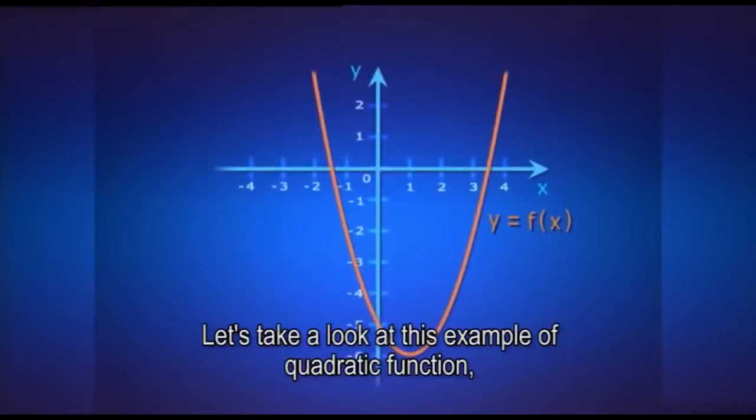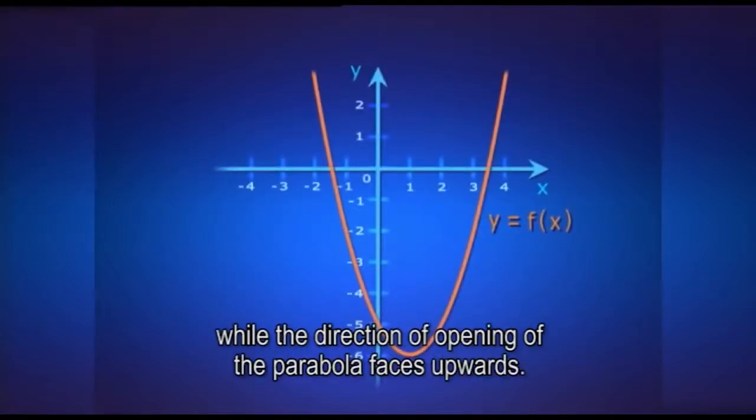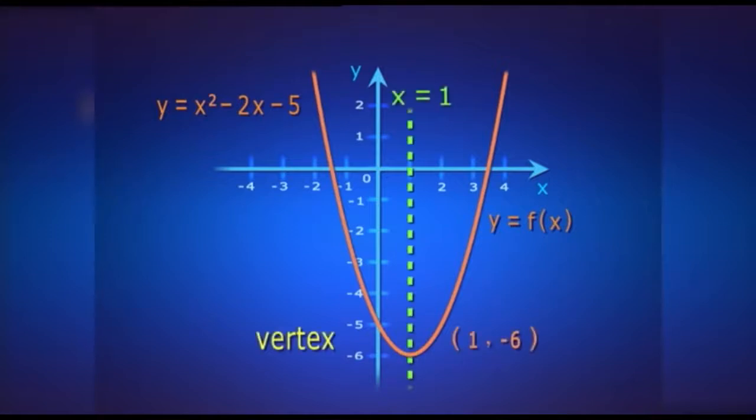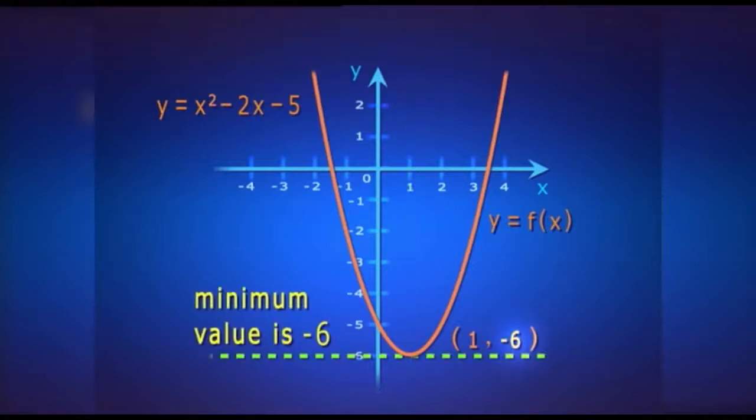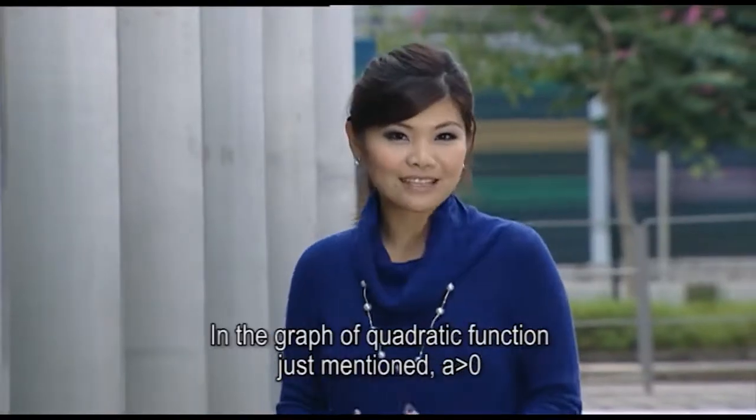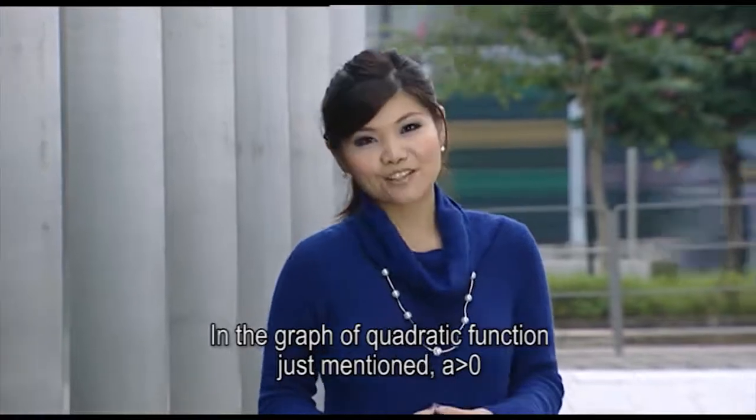Let's take a look at this example of quadratic function, where the direction of opening of the parabola faces upwards. y equals x squared minus 2x minus 5. The vertex is (1, -6). The axis of symmetry is x equals 1. The minimum value is -6. The y-intercept is -5. In the graph of quadratic function just mentioned, a is greater than 0.